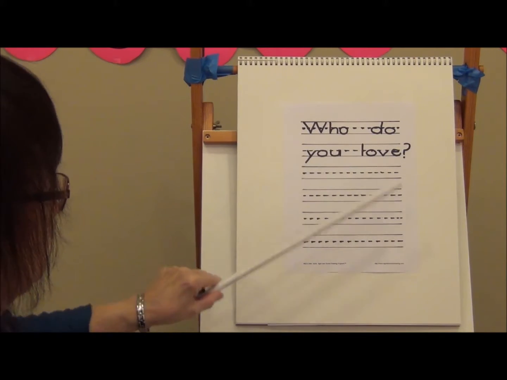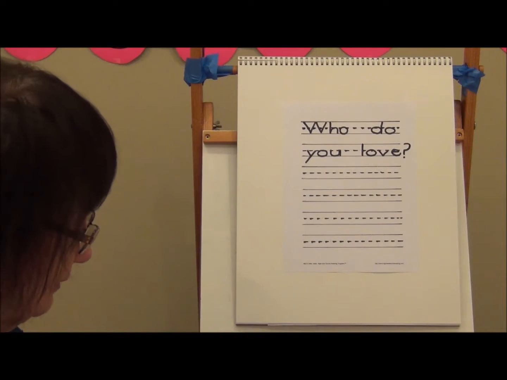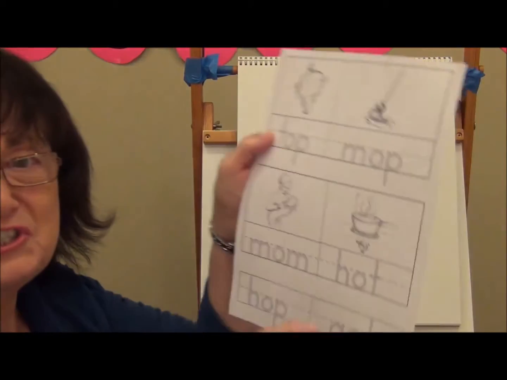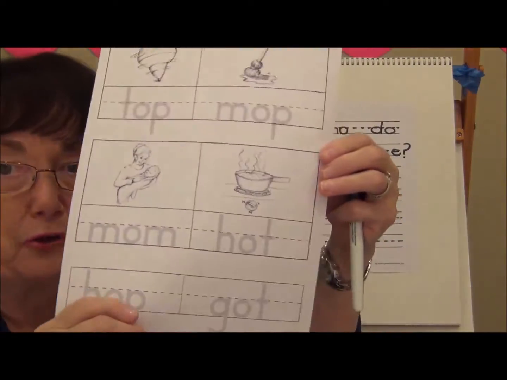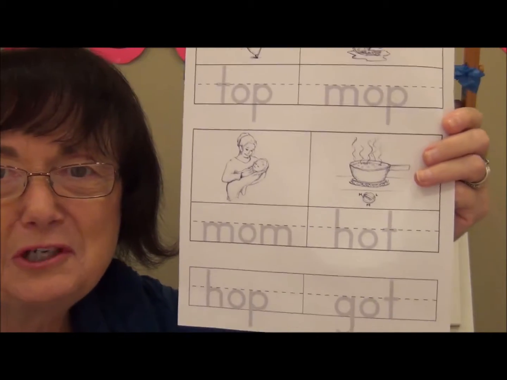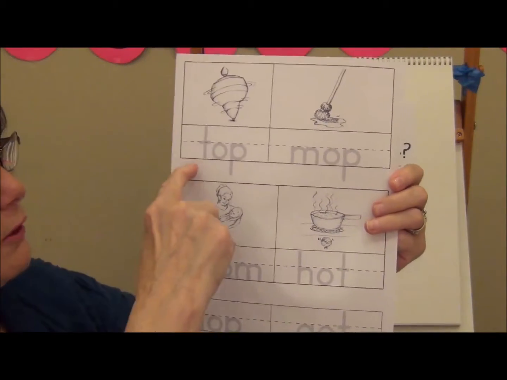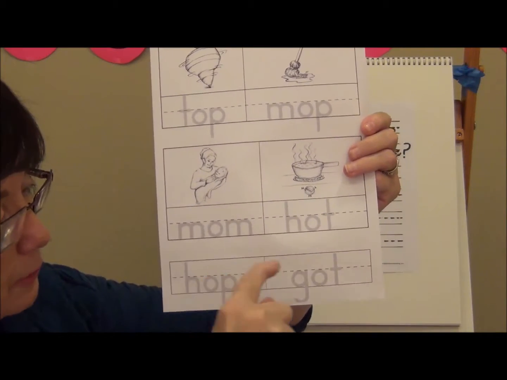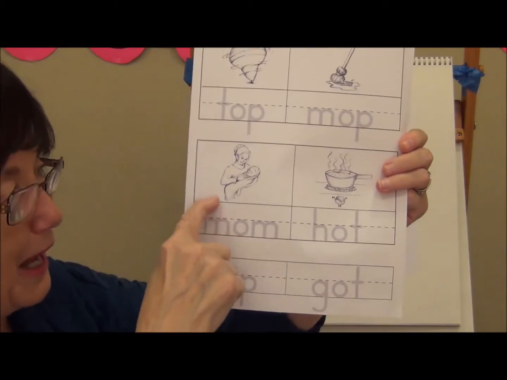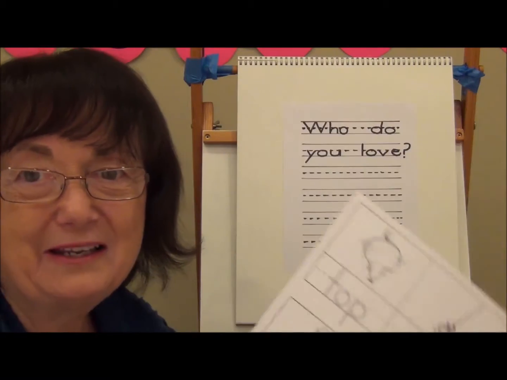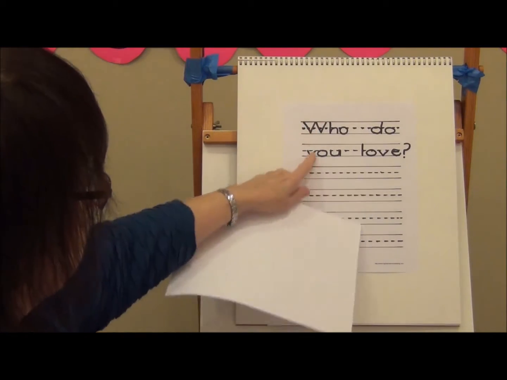Who do you love? Now, where are we going to get the answer to that? This sheet here that you're going to trace, and then you're going to answer. Who do you love? Tell me on this sheet. Do you love top, mop, mom, hot, hop, or got? Mom. So I want you to color mom. All right? Now, we can answer it here too.